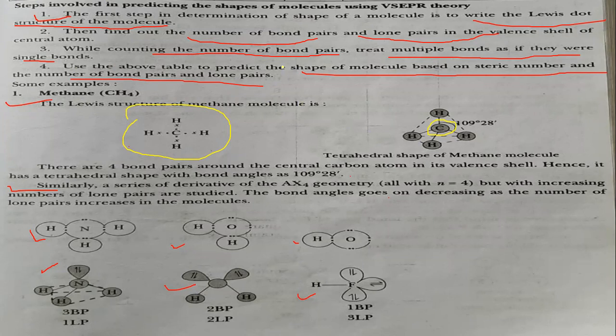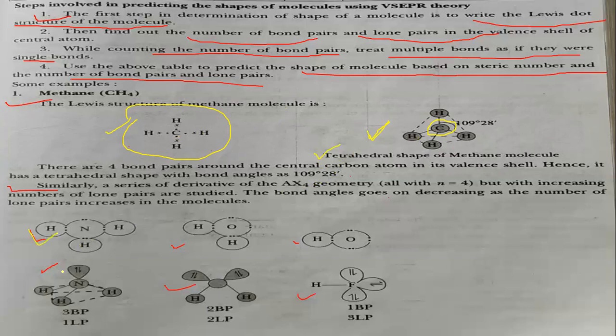When counting the number of bond pairs, treat multiple bonds as if they were single bonds. And use the table given in the last lecture to predict the structure and shape of the molecule based on the steric number, the number of bond pairs and the number of lone pairs. In the diagram below, carbon has 4 bond pairs of electrons and no lone pair, so going to the table shown in the last lecture, that molecule is tetrahedral in shape.